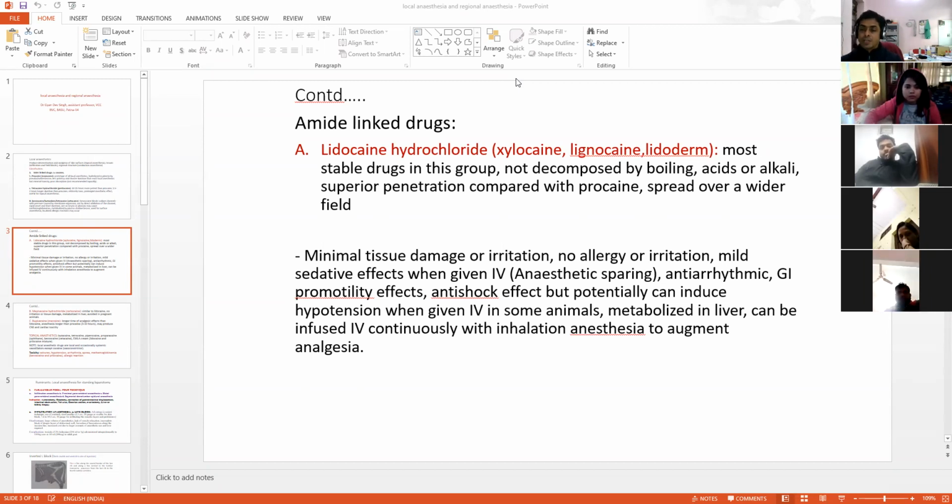That means if you are using inhalant anesthesia for the maintenance of general anesthesia, at that time you can also use these local anesthetics to achieve analgesia.